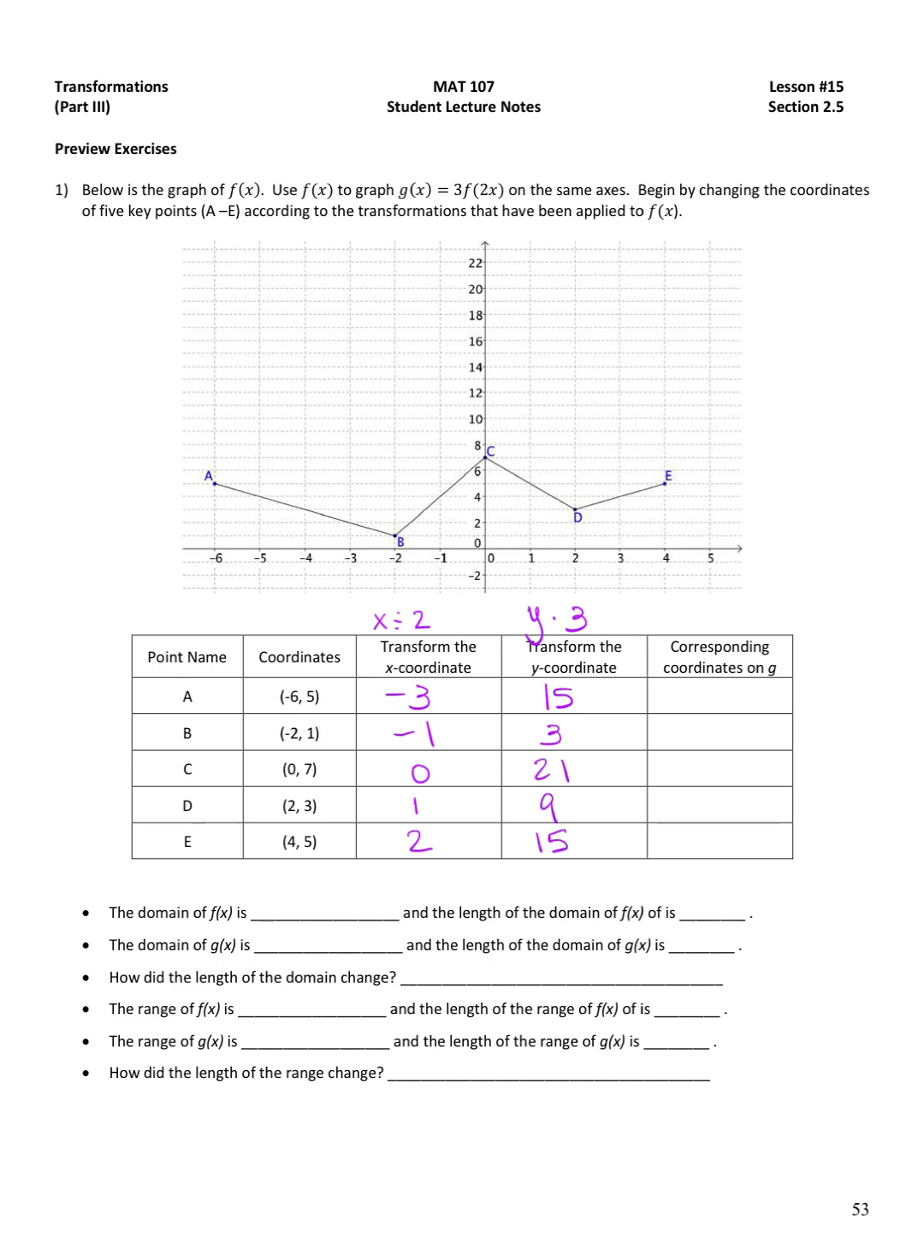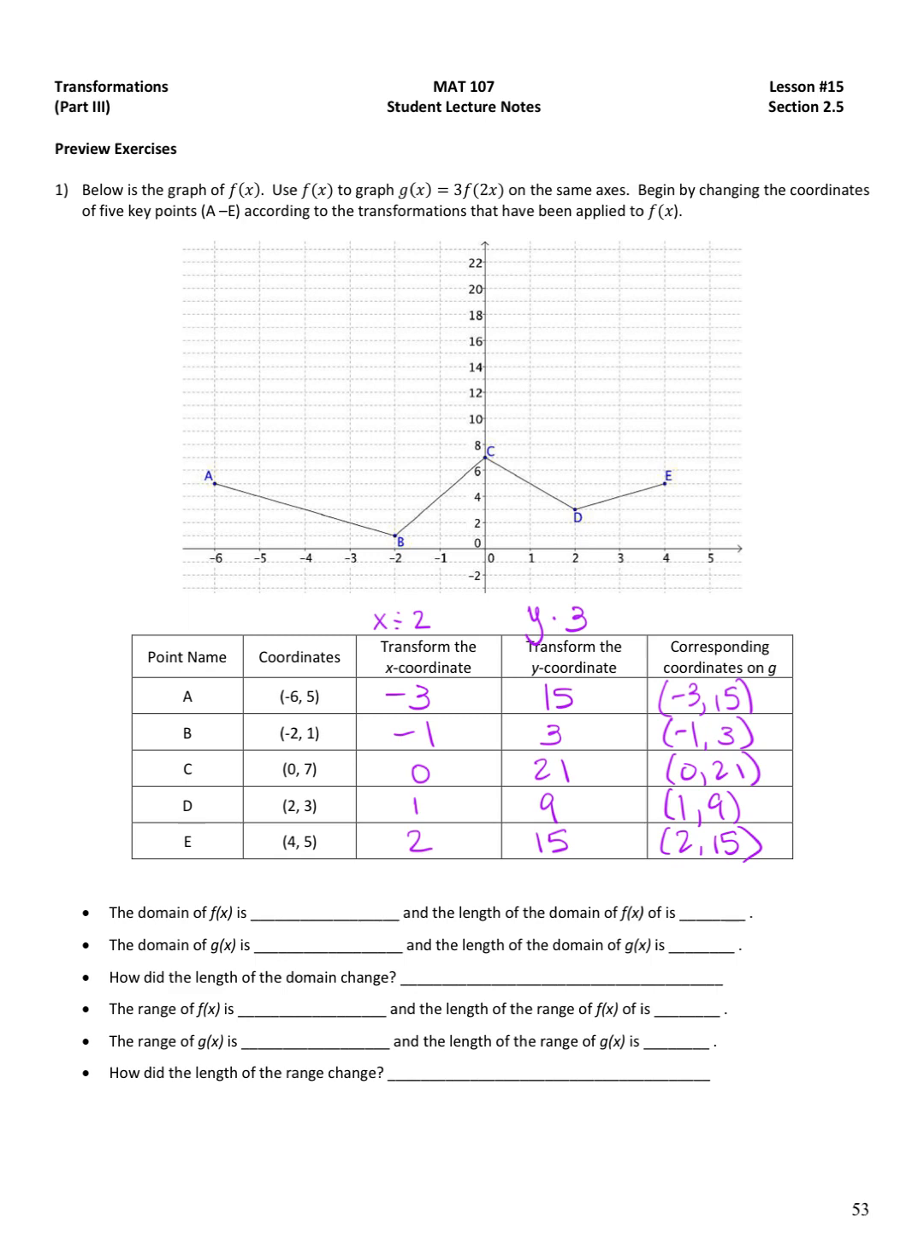So my corresponding points on g are (-3, 15), (-1, 3), (0, 21), (1, 9), and (2, 15). So we plot them to draw the final graph.